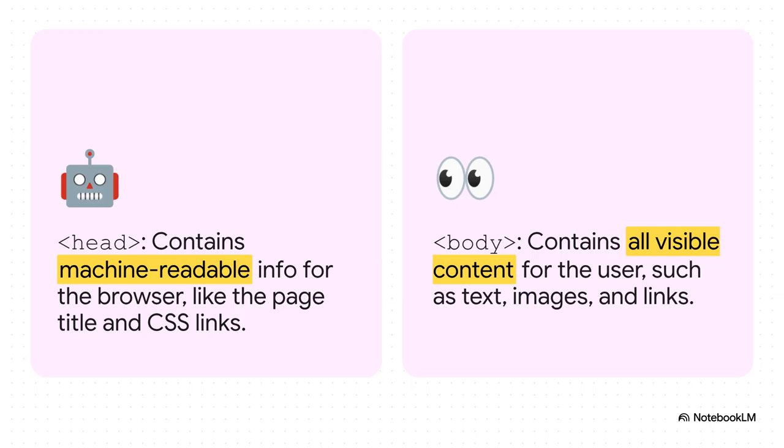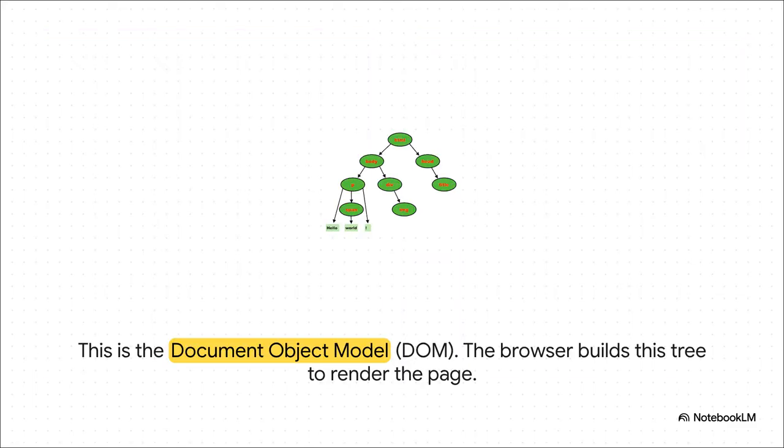And then you've got the body. This is the main stage. It's where all the visible content, your text, your images, links, everything you actually see goes. So this whole nested structure creates this really logical hierarchy, which the browser turns into a map. We call it the Document Object Model, or the DOM. You can really think of it like a family tree for your web page, where that HTML tag is the great-grandparent of everything else. This map is what allows the browser, and other languages like JavaScript, to understand and interact with every single element on the page.